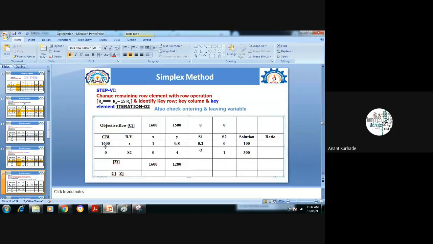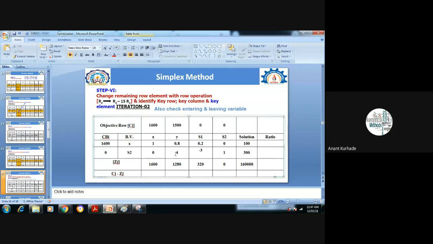Now here, 1600 into 0.2 plus 0 into minus 3. It is 320. Now here, 1600 into 0 plus 0 into 1. It is 0. Now here, 1600 into 100 plus 0 into this. So this is 1600 again.